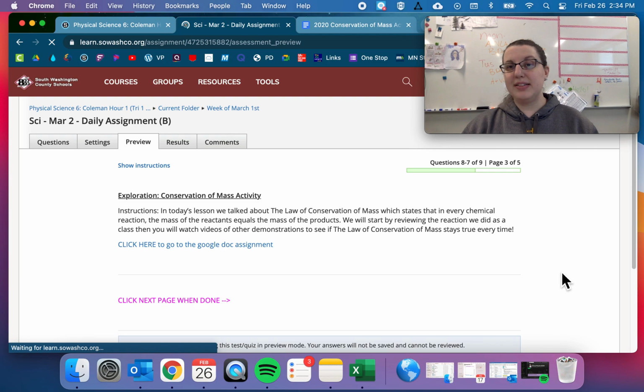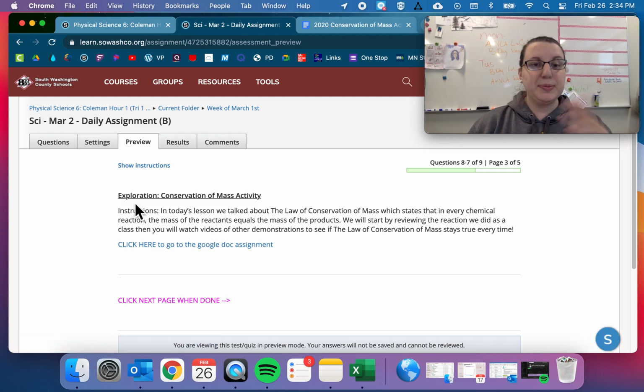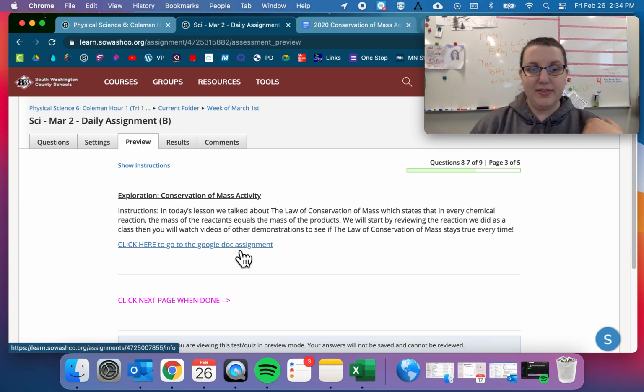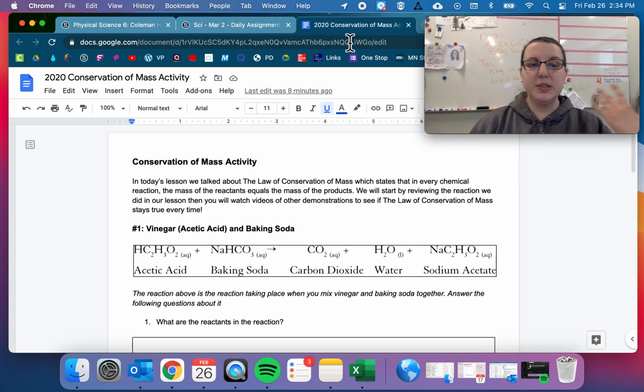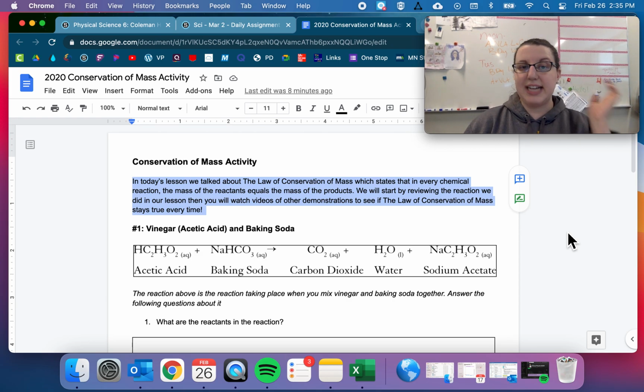Law of conservation of mass is that the mass of the reactants equal the mass of the products. Your explanation today is the conservation of mass activity. If you click here, it'll bring you to this wonderful document. So in today's lesson, we talked about the law of conservation of mass, which states that in every chemical reaction, the mass of the reactants equals the mass of the products. We'll start by reviewing the reaction we did in our lesson. That was that video. Then you will watch videos of other demonstrations to see if the law of conservation of mass stays true every time.